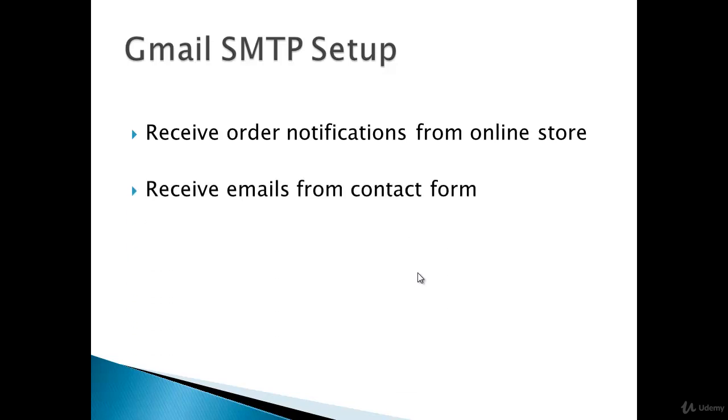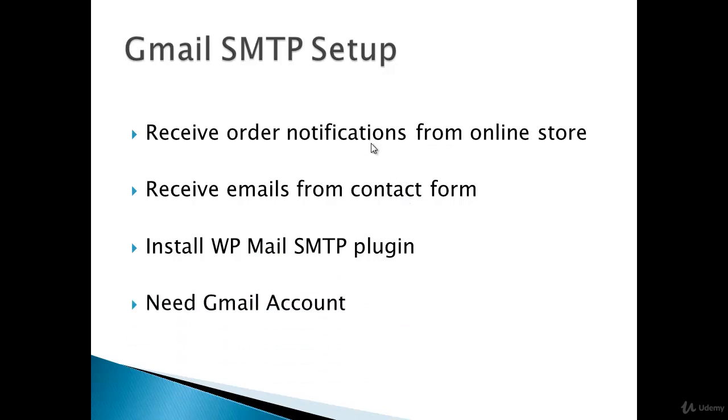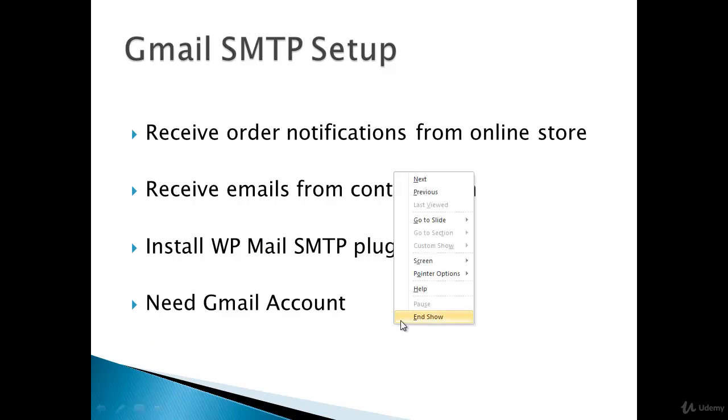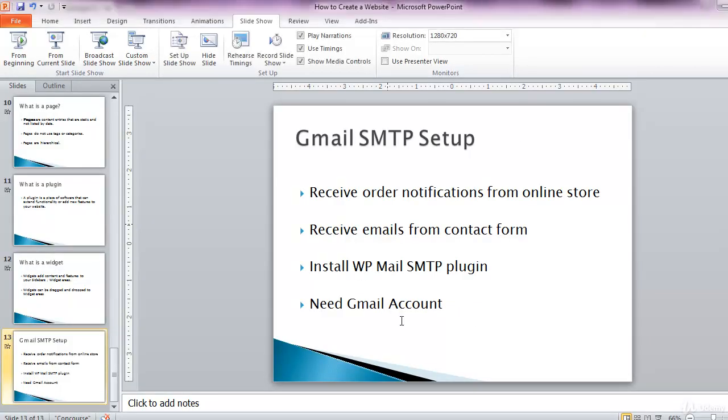Also, so we can receive emails from the contact form. So first we need to install the WP Mail SMTP plugin. And then we need a Gmail account. If you don't have a Gmail account, I suggest you create one. It's free, so please create your free Gmail account. Alright, so now let's go to the lesson.